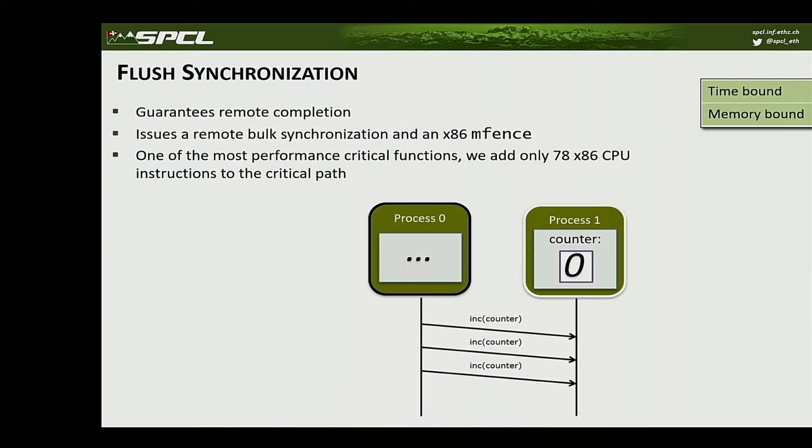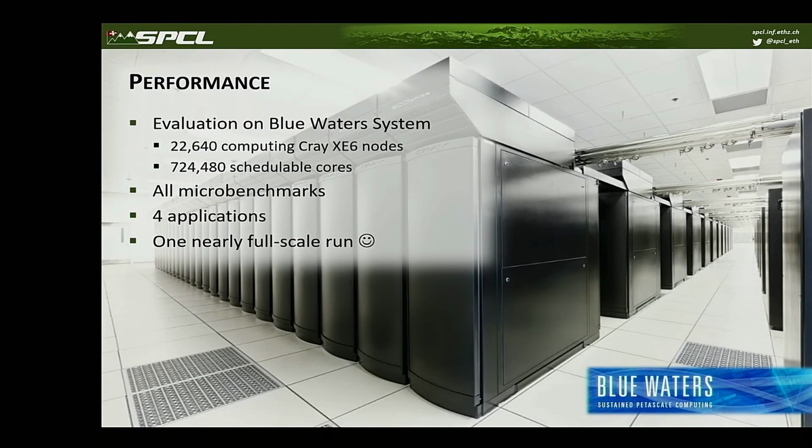Okay. So then the flush synchronization is trivial, because all that does is increment a counter at the other side. We use atomic fetch and add for this. So of course, fetch and add has a time and a memory bound of O of 1 if there are no conflicts at the site. So very, very simple implementation.